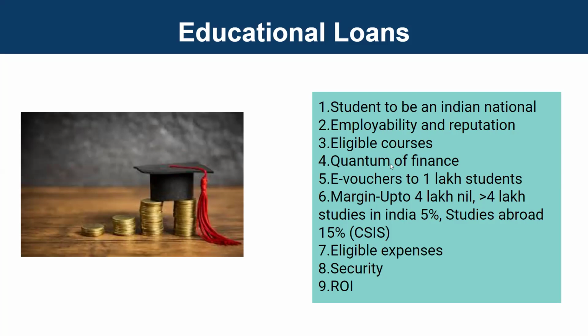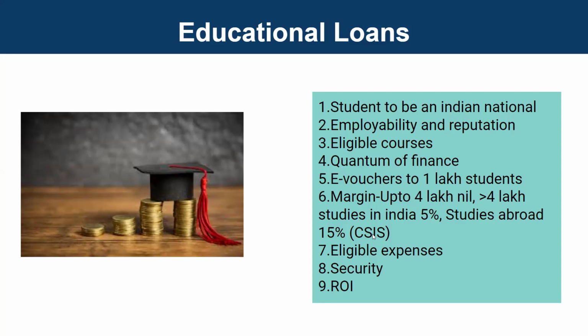Quantum of finance: maximum up to 10 lakhs for studies in India and maximum of 20 lakhs for studies abroad. In the recent budget, it has been announced that e-vouchers will be given to 1 lakh students. Margin up to 4 lakhs is usually nil, and above 4 lakhs, it will be 5% in case of domestic studies and 15% in case of studies abroad.